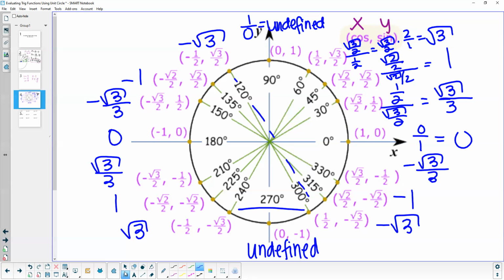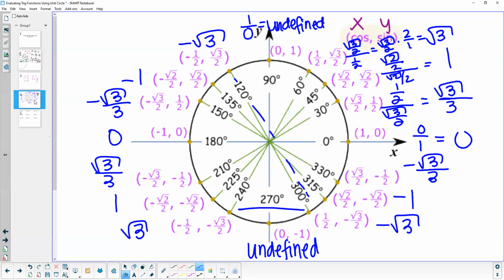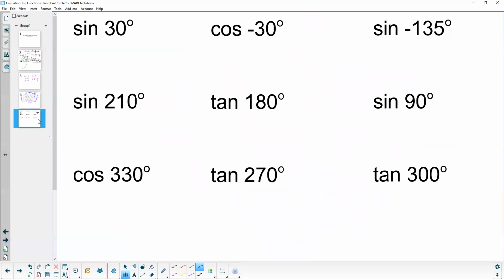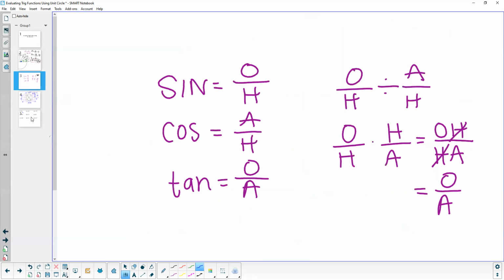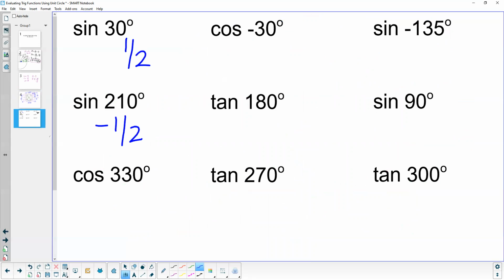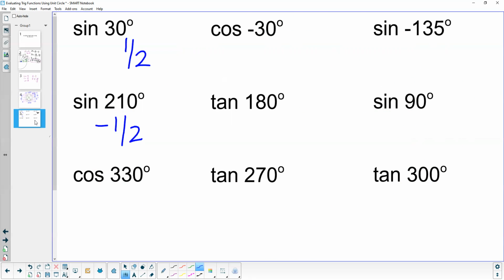So now using our unit circle in its full glory, let's go ahead and evaluate some trig functions using this unit circle here. So if we wanted to figure out what the sine of 30 degrees is, we would go to our unit circle, find 30 degrees, look for the y value, and we end up getting 1/2. The sine of 210, we do the same thing. We go to 210, we look for the y value, and in this case, we end up getting -1/2. For the cosine of 330, we would go to our unit circle, find 330, we want the x value, so in this case, we end up getting square root of 3 over 2.